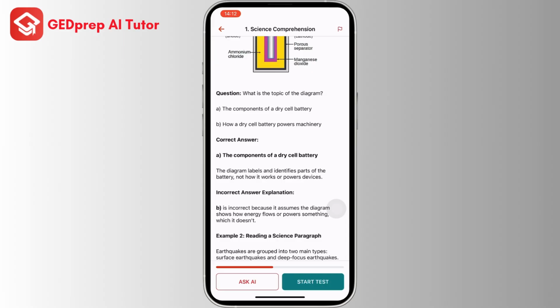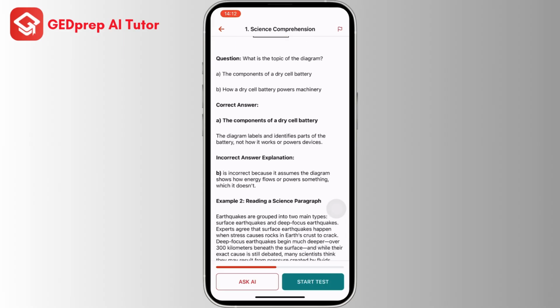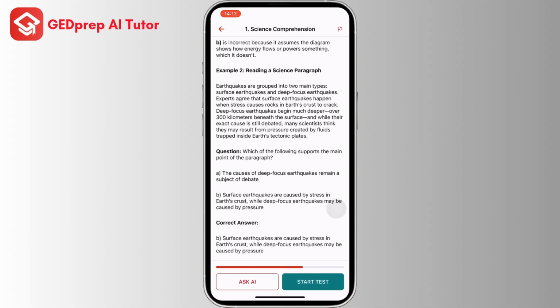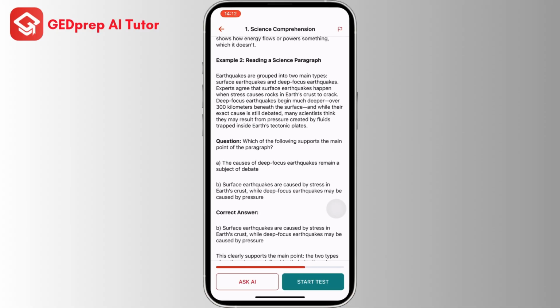Example 2. A science paragraph. Here's the paragraph. Earthquakes are grouped into two main types: surface earthquakes and deep focus earthquakes. Experts agree that surface earthquakes happen when stress causes rocks in Earth's crust to crack. Deep focus earthquakes begin much deeper, over 300 kilometers beneath the surface. While the exact cause is still debated, many scientists believe it's due to pressure from trapped fluids inside tectonic plates.